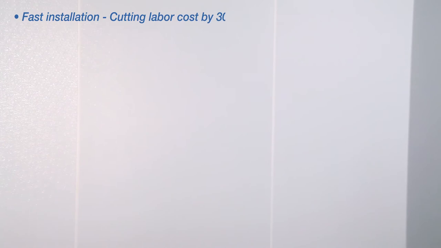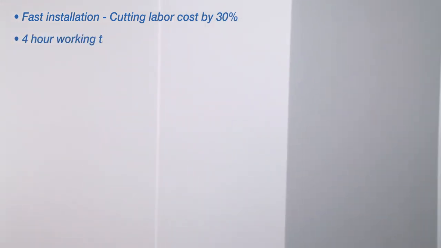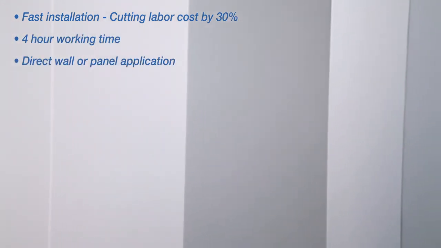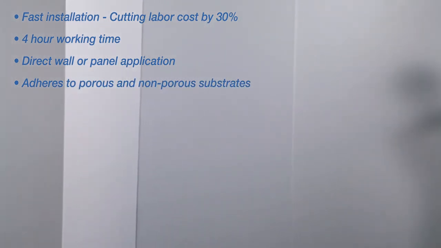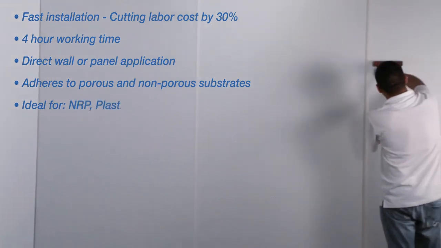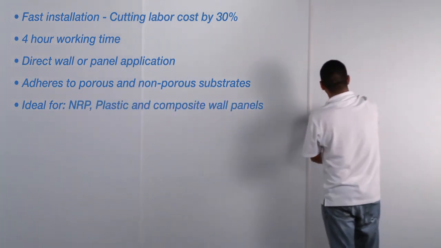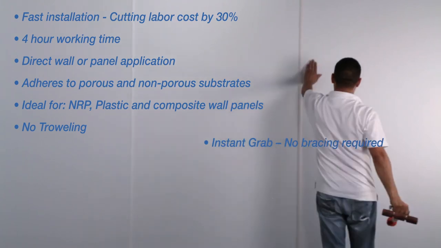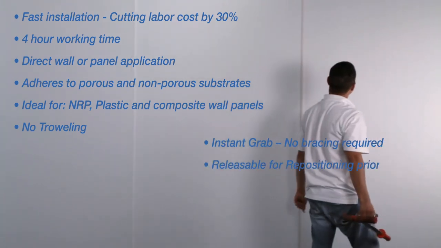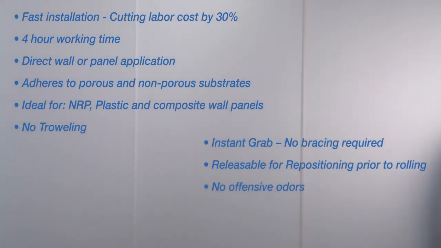Here's why you will stick with Spraylock FRP. Fast installation, cutting labor costs by at least 30%. 4-hour working time, direct wall or panel application. Adheres to porous and non-porous substrates, reducing the need for solvent-based adhesives. Ideal for FRP, plastic, and composite wall panels. No troweling. Instant grab, no bracing required. Releasable for repositioning prior to rolling. No offensive odors, water-based, easy cleanup.